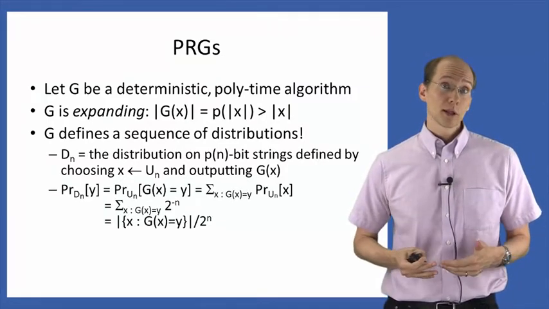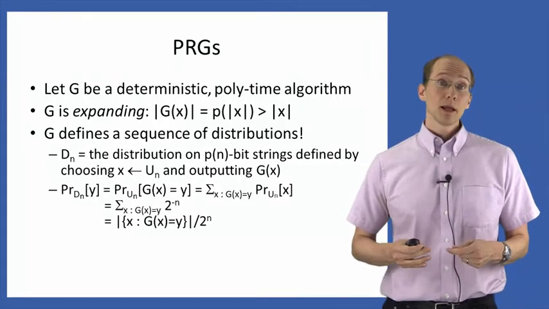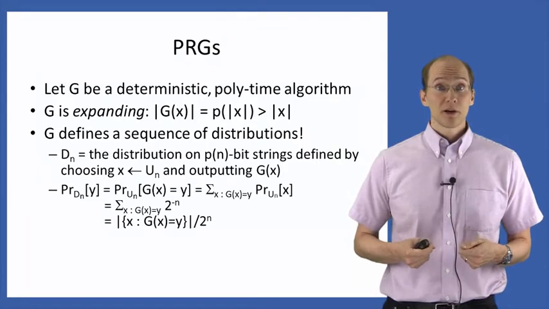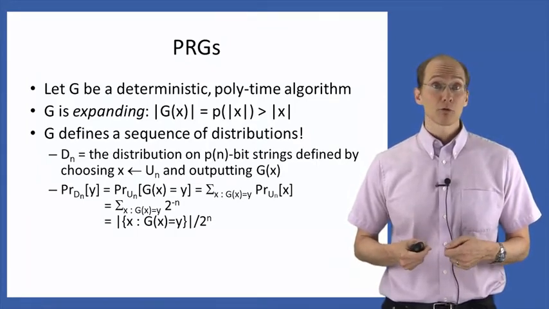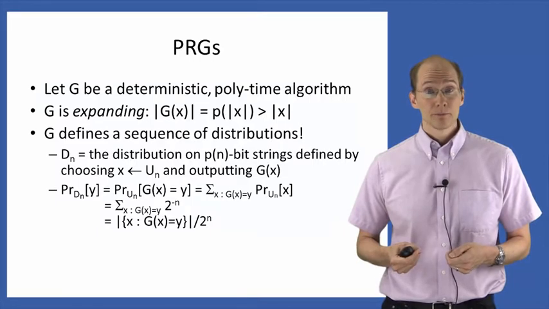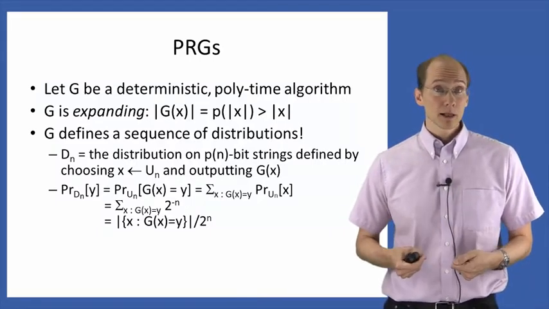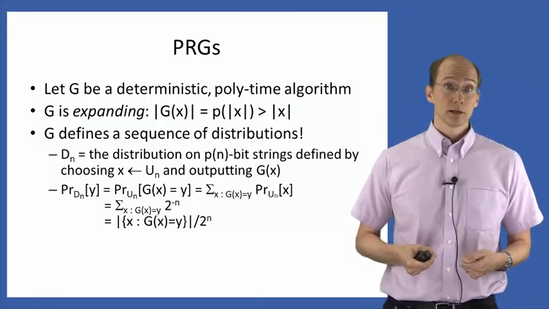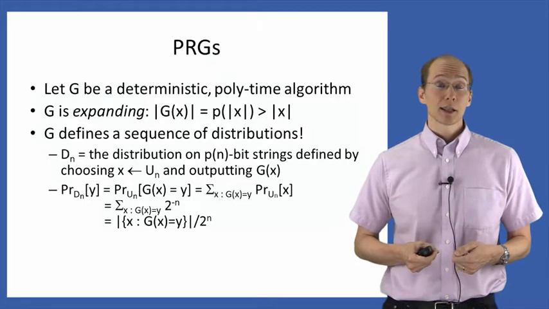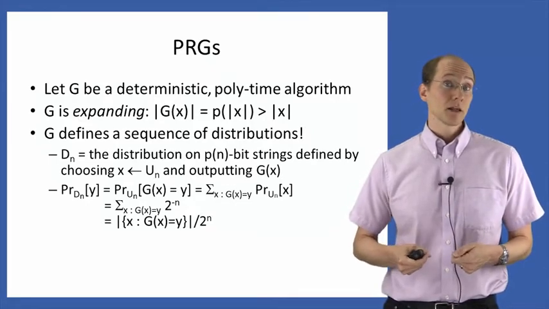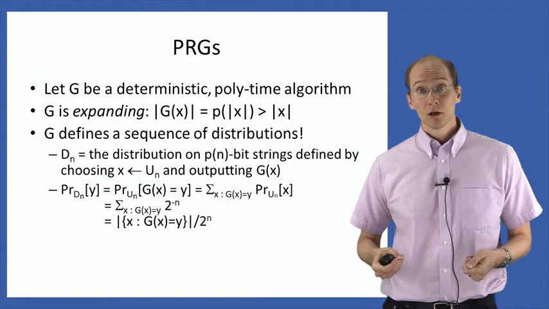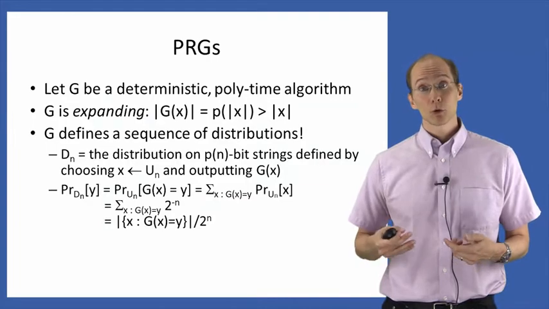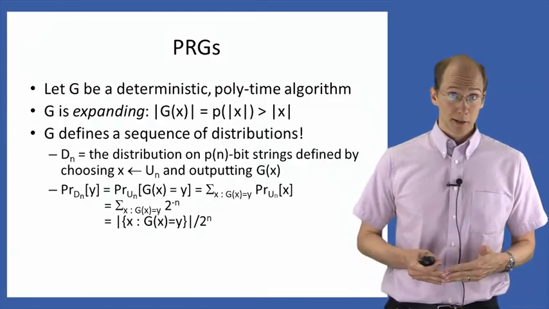If you wanted to work through this formally, what it means is that we're defining the following distribution D of n, where the probability of any particular string y of length p of n is equal to the probability with which g of x is equal to y when we sample x uniformly. That is, the probability that D of n assigns to some string y is exactly the probability with which g of x equals y, which is exactly the summation over all inputs x such that g of x equals y of the probability of x.